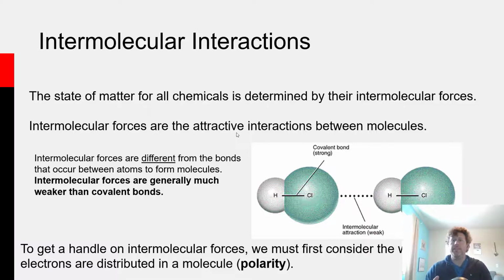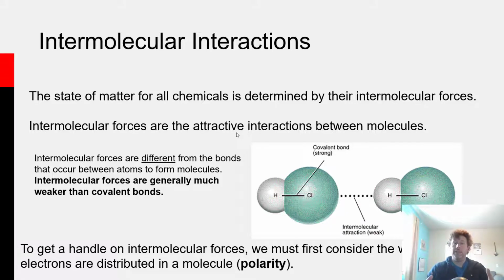So what we want to talk about in this segment is how we recognize the types of intermolecular interactions that molecules have, where these intermolecular attractions come from, and ultimately how we can decide what types of intermolecular forces a molecule has based on its molecular geometry and how strong the intermolecular forces are going to be.